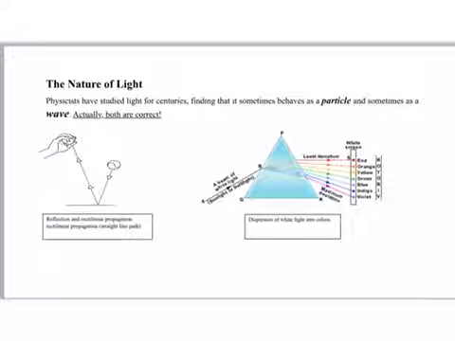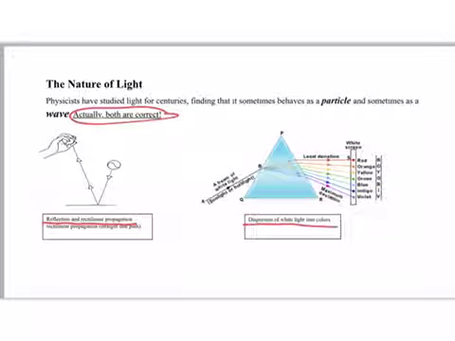Physicists have studied light for centuries, finding that it sometimes behaves as a particle and sometimes as a wave. Actually, both are correct. In some processes like reflection and rectilinear propagation, it behaves like a particle, but in some processes like dispersion of light into colors through a prism, it behaves like a wave.